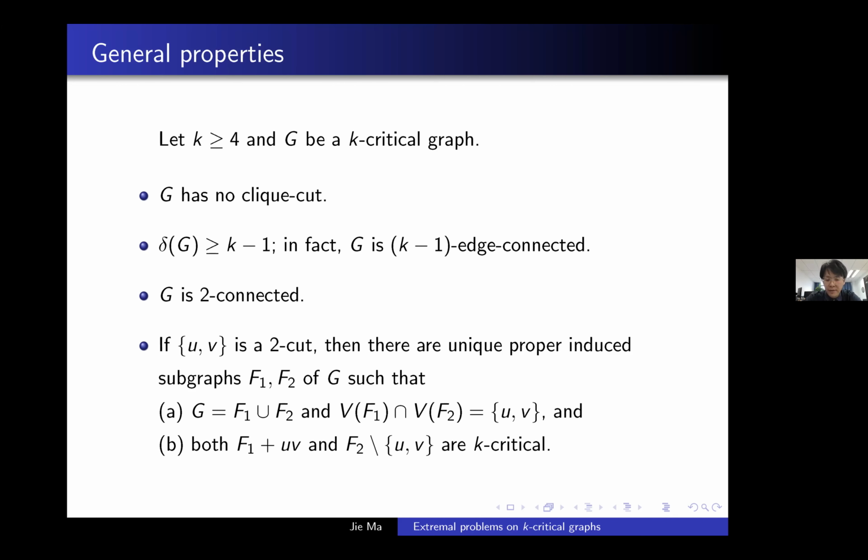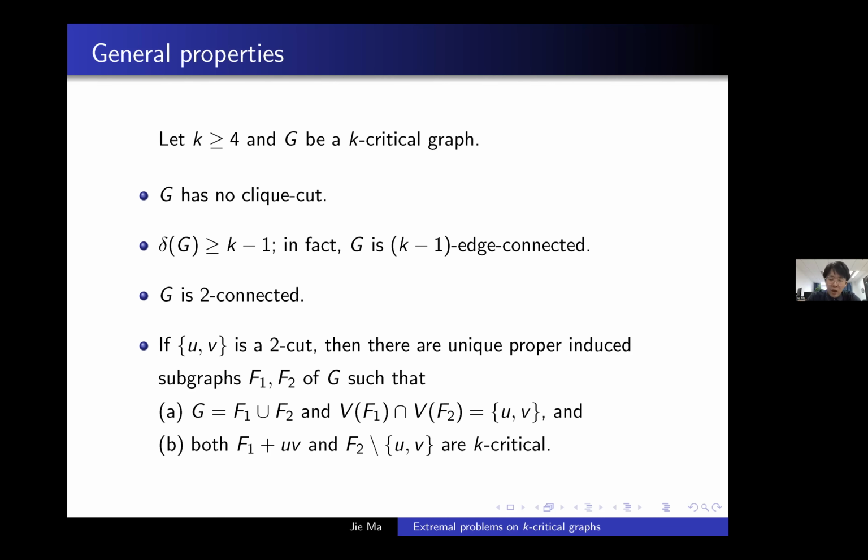Moreover, V(F1) intersect V(F2) only in those two vertices U and V. Other than that, F1 and F2 have the following property. We don't know which one, but one falls in one category. That is, if we add the new edge UV to, say, F1, then this new graph becomes a K-critical graph. For the other one, if we contract UV into a new vertex, then this is also a K-critical graph.